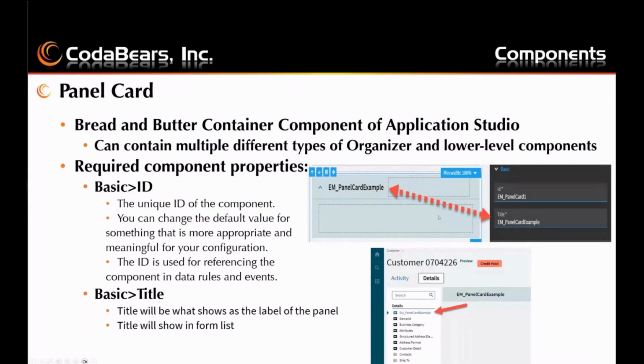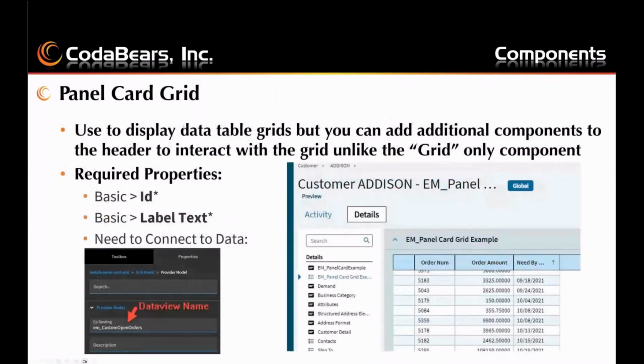Here you can see your title is going to be the label up at the top, and it's going to show in your form list here. And every time you do a panel card, you're going to need a basic ID and a title. Okay, panel card grid. This one's fun.